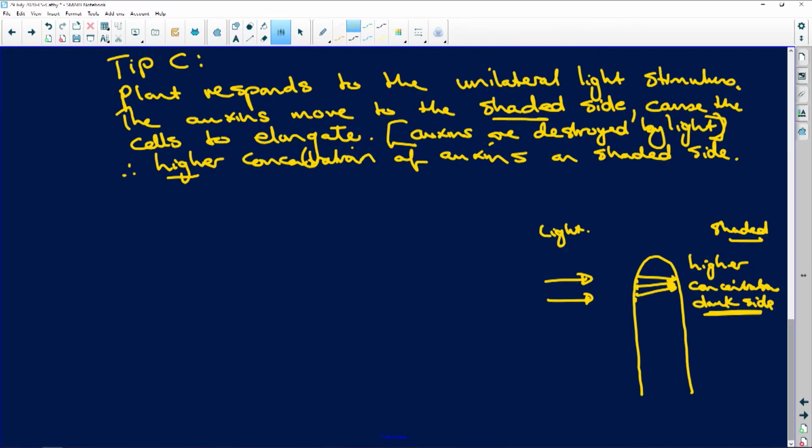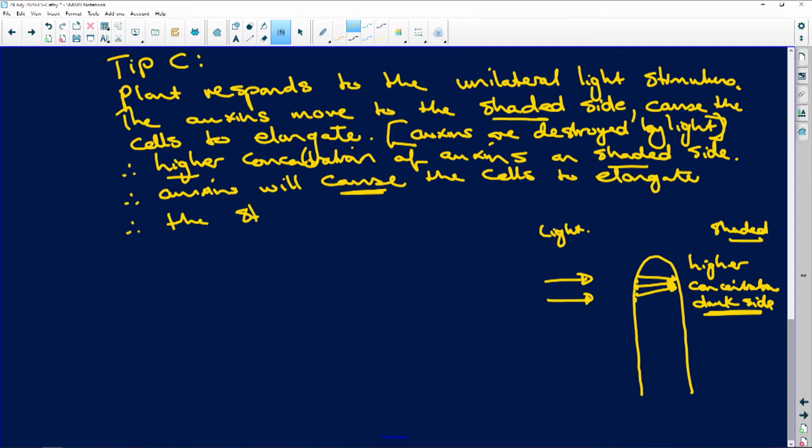Okay, so therefore your higher concentration is going to be on the shaded side, and therefore auxins will cause, look at this, cause the cells to elongate. And therefore the stem will, watch, bend towards the light, what? The light stimulus. Okay, and that, folks, is your answer.